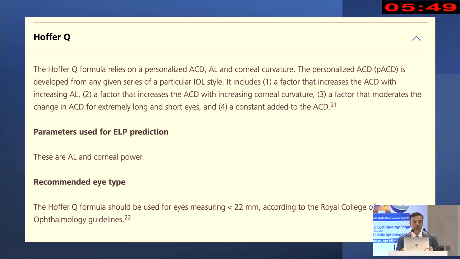The Hoffer Q, we've all used it for shorter eyes, and it gives you a personalized ACD developed from any given series of particular IOL styles. The axial length and the corneal power are used to predict. It still stands the test of time for eyes shorter than 22 millimeters, although now the Barrett and the Hill RBF have become really good with the shorter eyes as well.